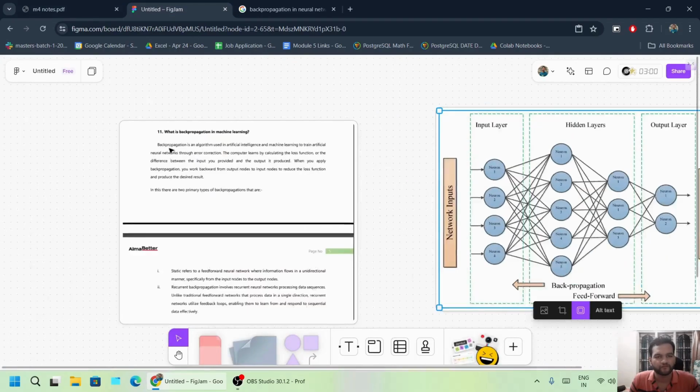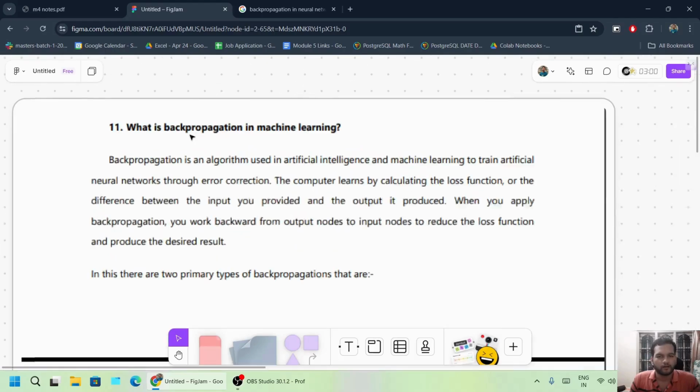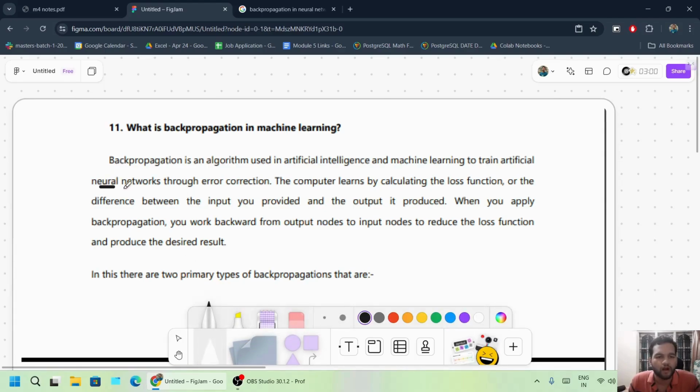Yeah, this is my Figma dashboard. Yeah, this is a screenshot of the answers. Backpropagation is an algorithm used in artificial neural networks through error corrections, where the computer learns by calculating the loss function. What is the loss function? It takes an input and produces an output, and it compares it with the expected output and calculates the difference between the input provided by the customer or the user and the output it is producing.